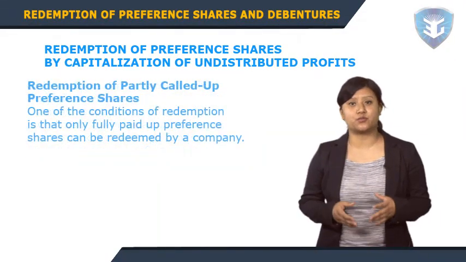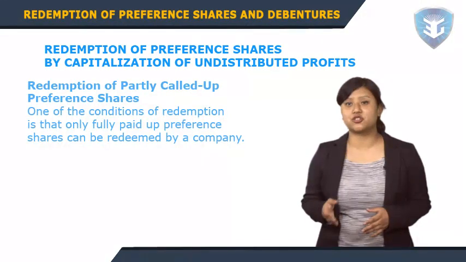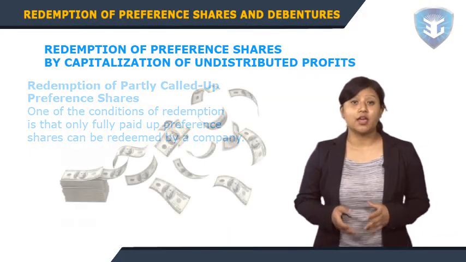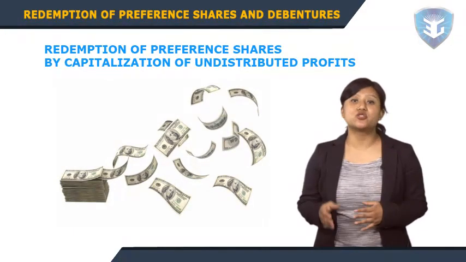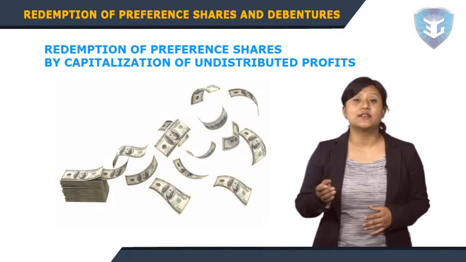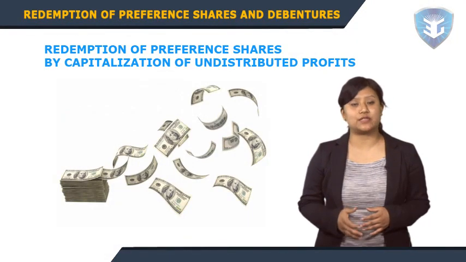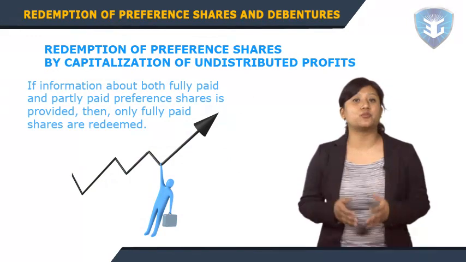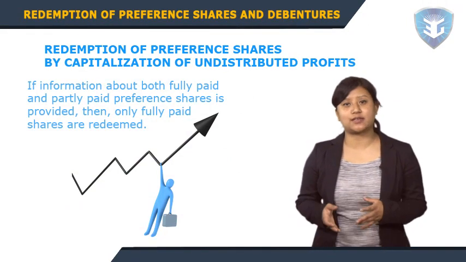Redemption of partly called up preference shares. One of the conditions of redemption is that only fully paid up preference shares can be redeemed by a company. If the examination problem states that it is decided to redeem preference shares which are partly called up, then it is assumed that the final call on these shares is demanded and received before proceeding with redemption of these shares. If information about both fully paid and partly paid preference shares is provided, then only fully paid shares are redeemed.